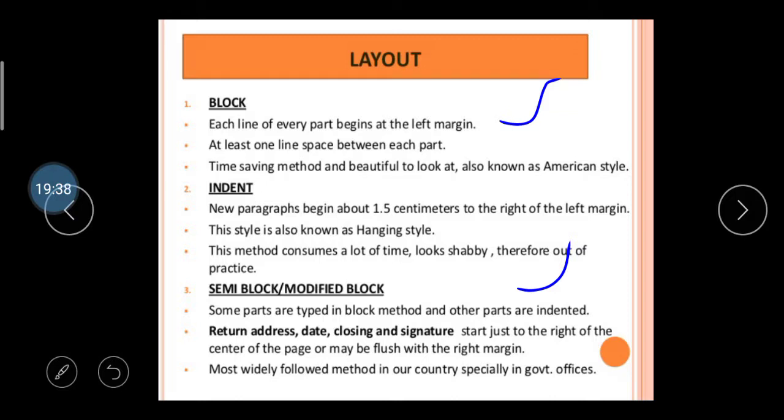The most widely followed method in our country, especially in government offices, is the semi-block or modified block form. So the semi-block form is widely used in our country. Okay.